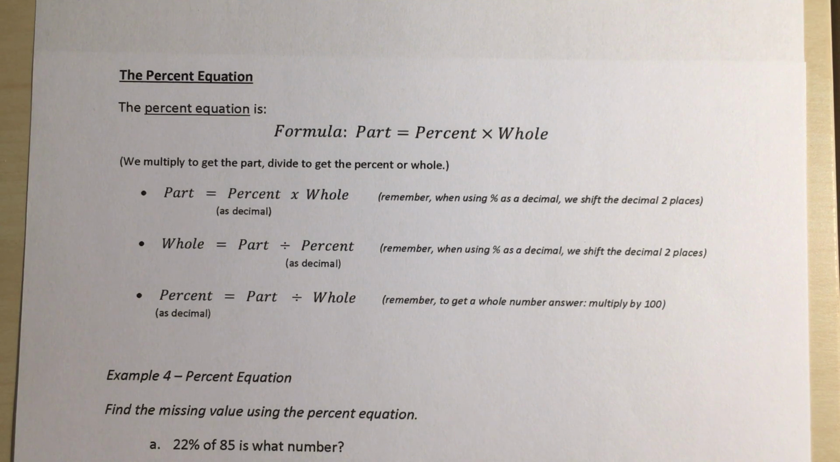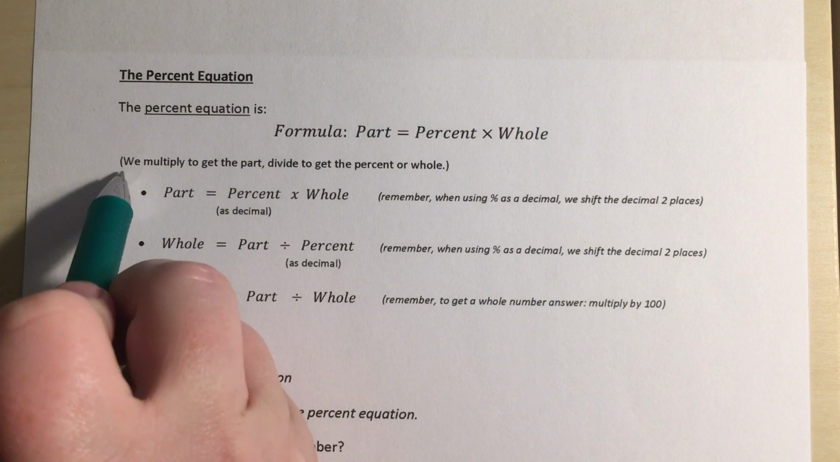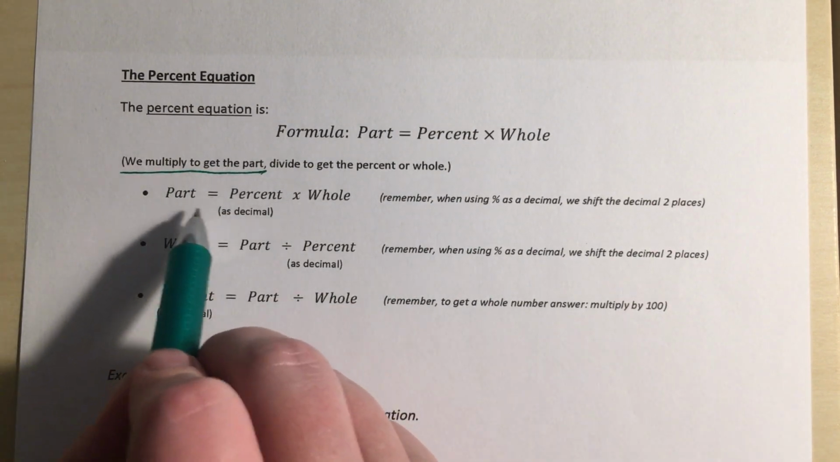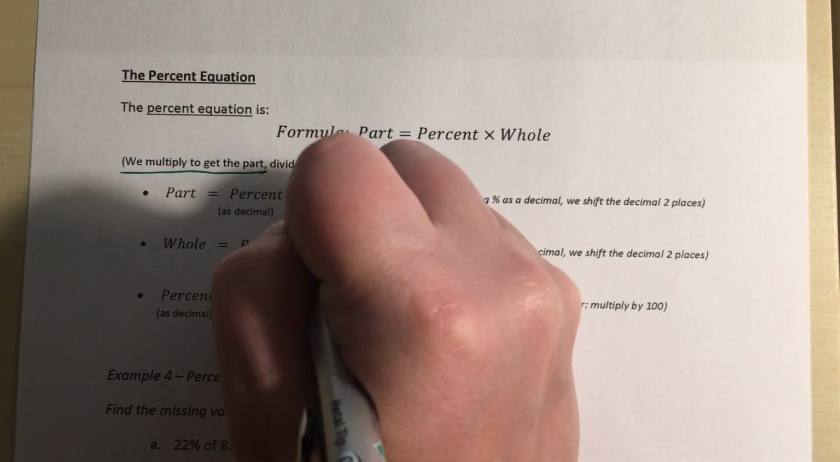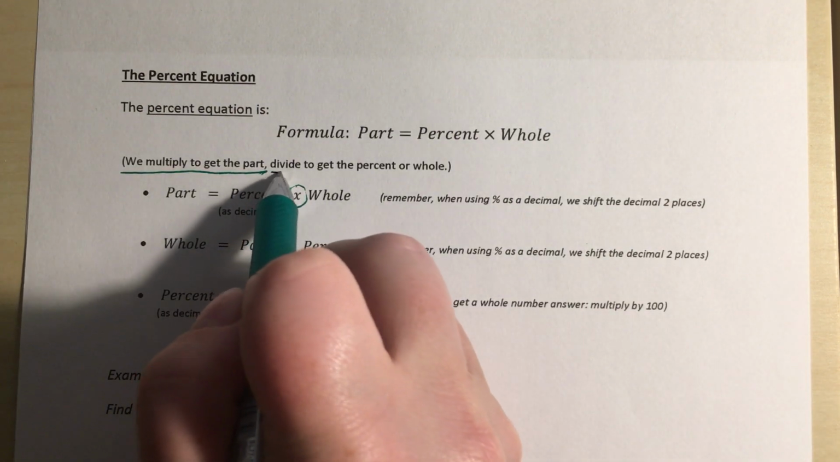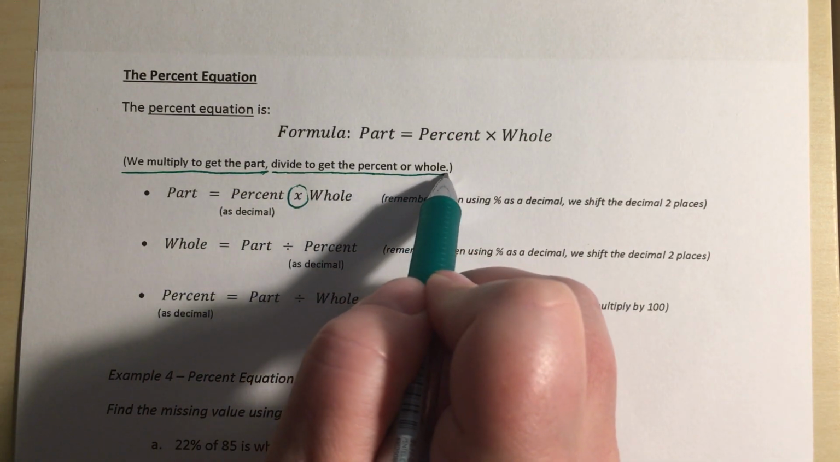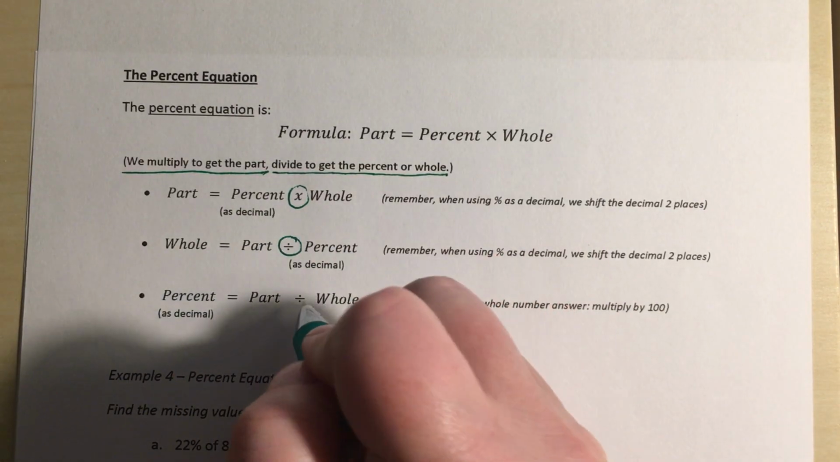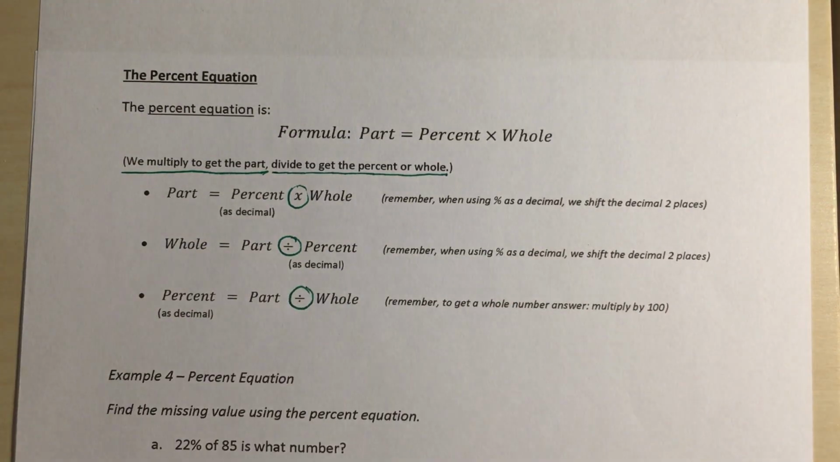As we're solving these problems, we could be looking for one of three different things. We could be looking for our part, our whole, or our percent. If we are looking for our part, we're going to end up multiplying. Looking at this first formula, part equals percent times whole, we're doing a multiplication right there. Then we have a statement that says we're going to divide to get our percent or whole. So if we're looking for our whole, we're going to divide. If we're looking for our percent, we're going to divide.